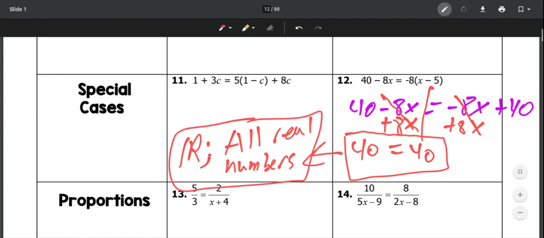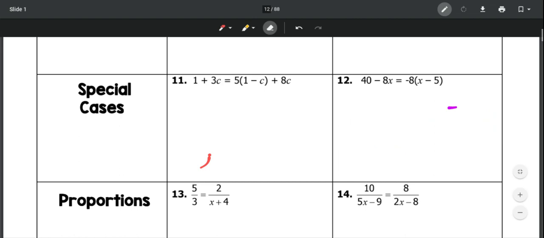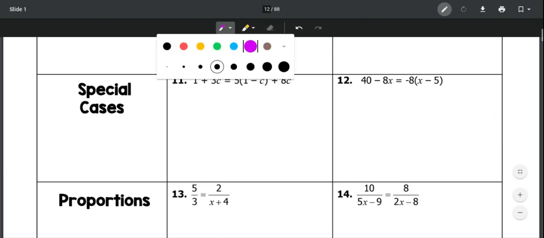So those are the two cases you would have. So I would pause this, make sure you have that written down. Those are the two special cases. Now we're going to talk about last two things, so bear with me. Almost done.